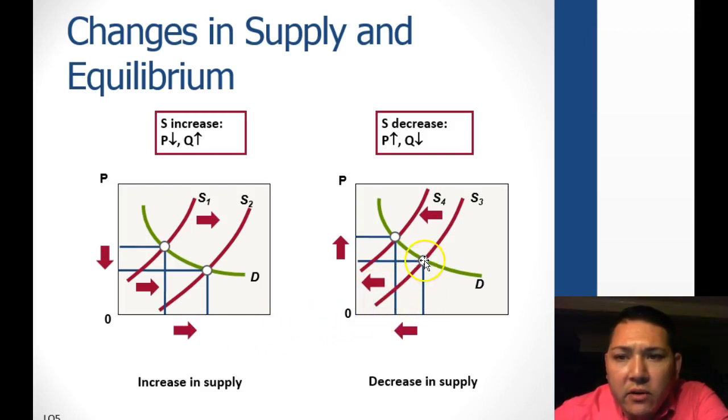On the other hand, if they're going from some point here and there's a decrease in supply, well, the supply line will shift to the left, and therefore the point where the two lines cross will be up and to the left. Up on the y-axis means the price increases. Left on the x-axis means the quantity decreases.